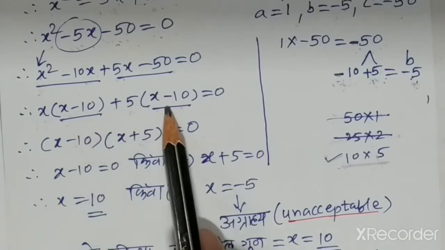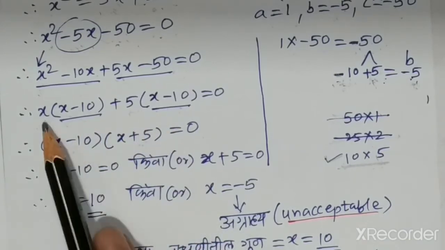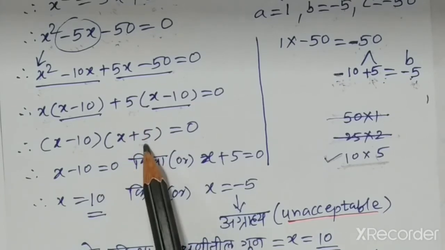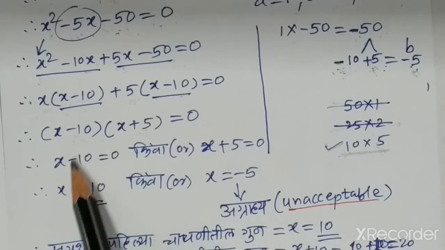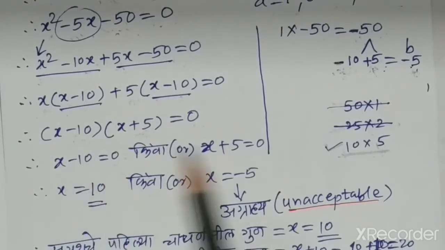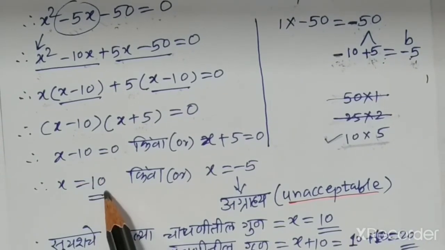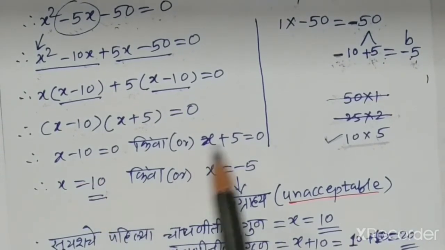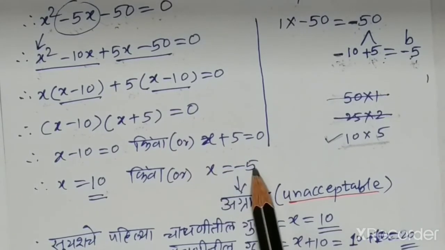Here x minus 10 is common and x plus 5 is the uncommon one. So the product of two brackets is 0. It means the first bracket is 0 or the value of the second bracket is 0. So x minus 10 is equal to 0 and x plus 5 is equal to 0. Take minus 10 to the right hand side, it becomes plus, so x is equal to 10. Similarly, plus 5 becomes minus after taking to the right hand side, so x is equal to minus 5.